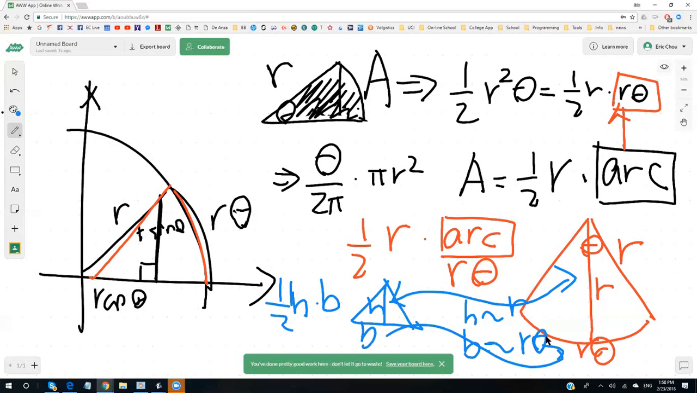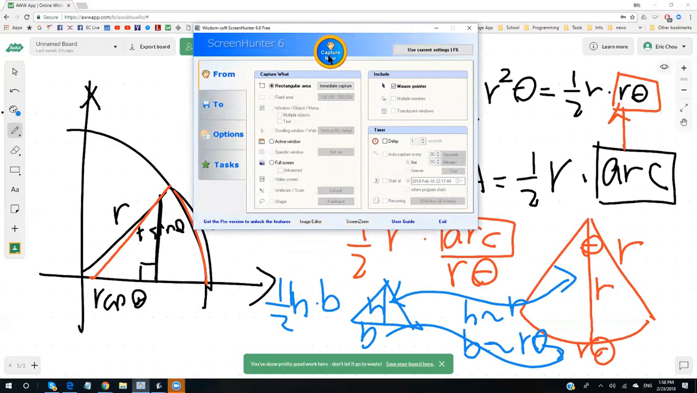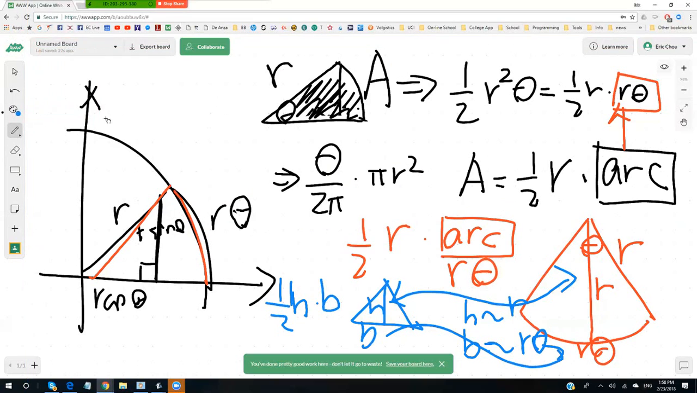Is that okay? Yeah. So you think about this like a triangle, the red one. The height of this guy is r. The base of this guy is actually r theta. So that's the area for this.